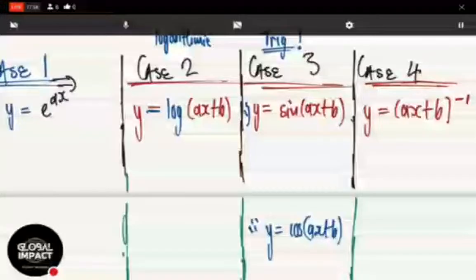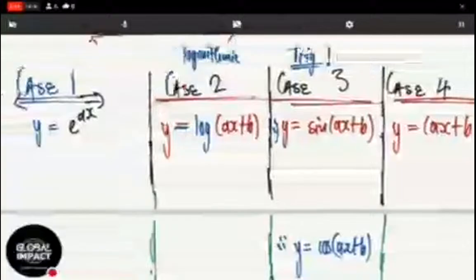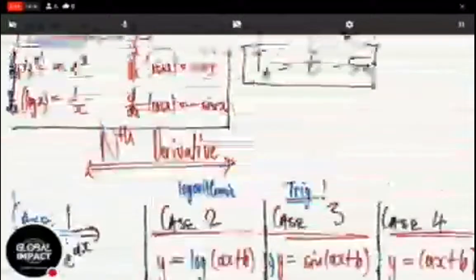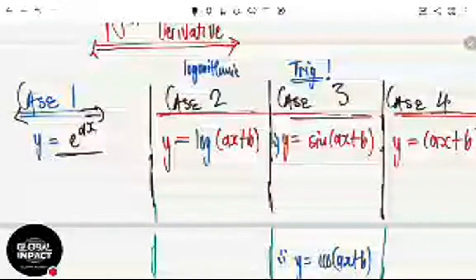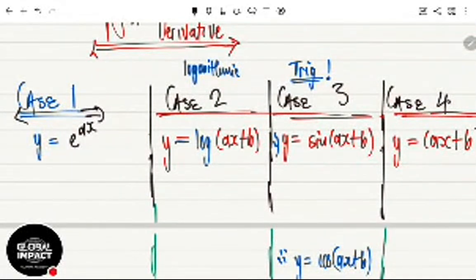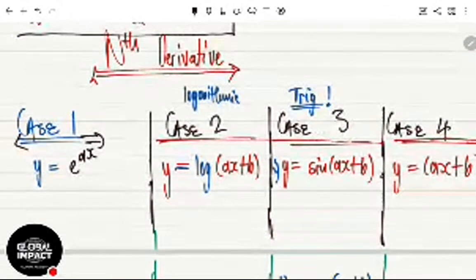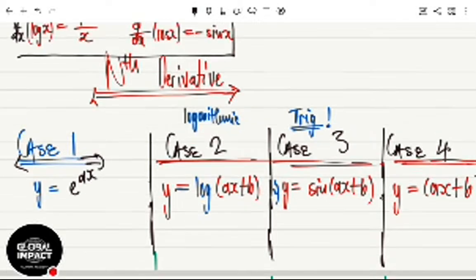All right, sorry for the glitch. Look, guys, what I was saying was, let's differentiate this. If we differentiate this 1, 2, 3 times, then we're going to see what is happening, and we're going to just make a formula. Don't make it hard. It's not supposed to be hard.